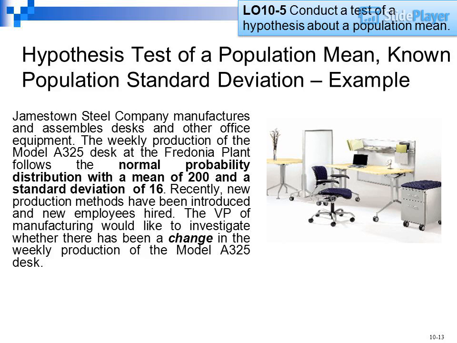LO 10.5 Conduct a test of a hypothesis about a population mean. Hypothesis test of a population mean, known population standard deviation. Example. Jamestown Steel Company manufactures and assembles desks and other office equipment. The weekly production of the Model A325 desk at the Fredonia plant follows the normal probability distribution with a mean of 200 and a standard deviation of 16.